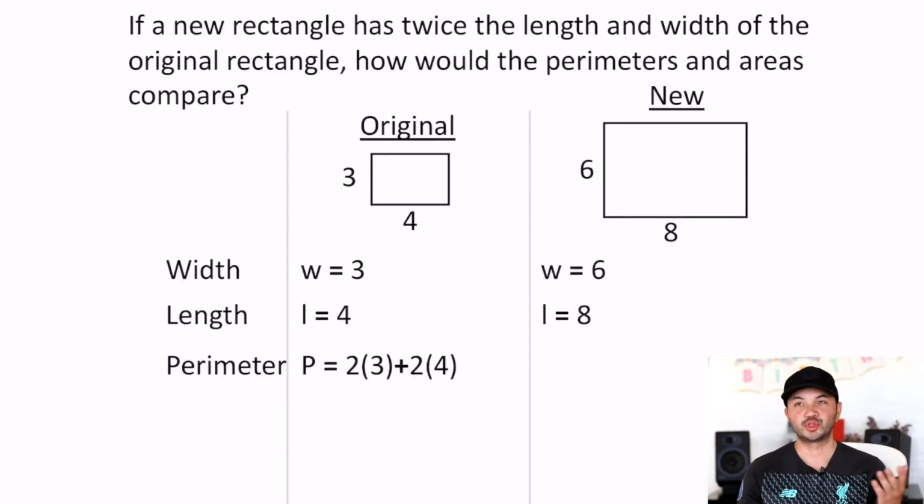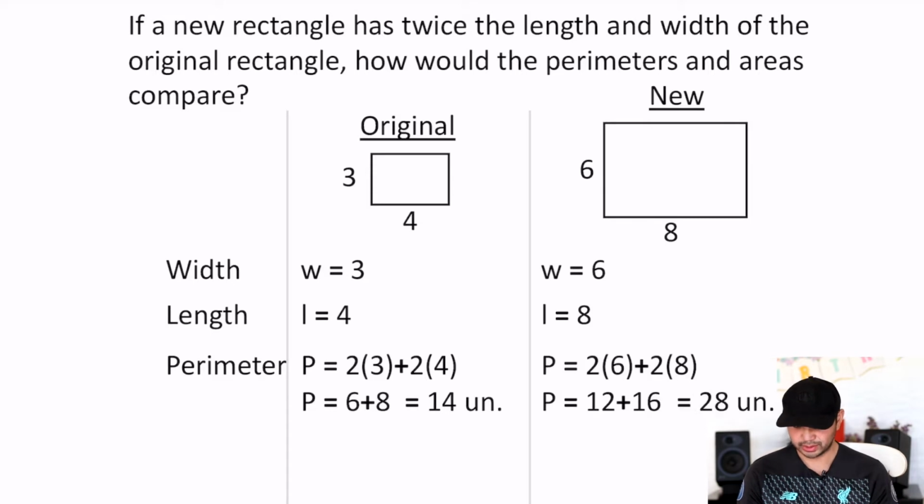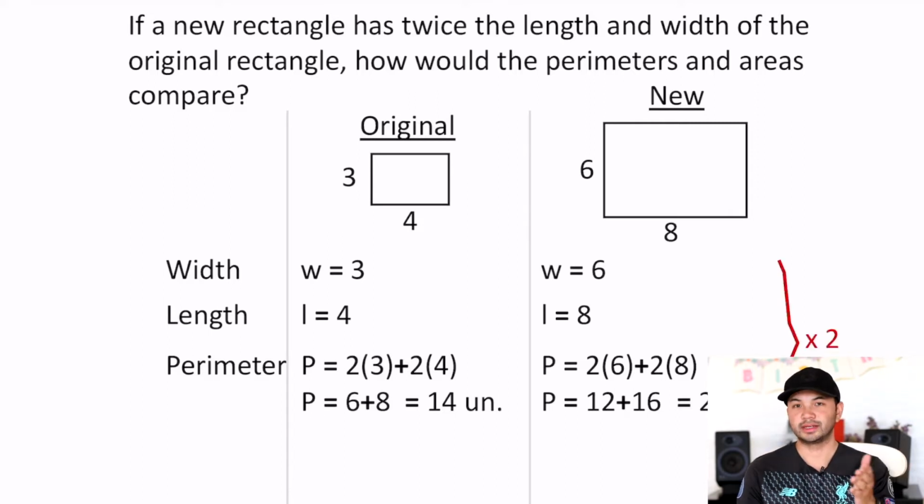The perimeter is 2 times the length plus 2 times the width, right? So 2 times 3 plus 2 times 4 gives us 14 units. For the new one, it's 2 times 6 plus 2 times 8, which gives us 28. Think about that. How do those compare? If you're thinking you just double the perimeter, then you're exactly right.